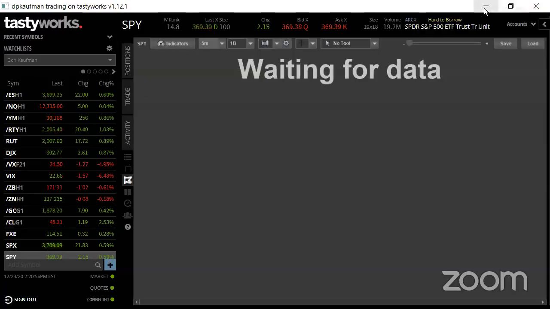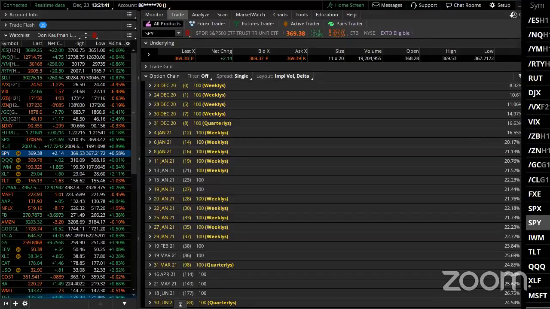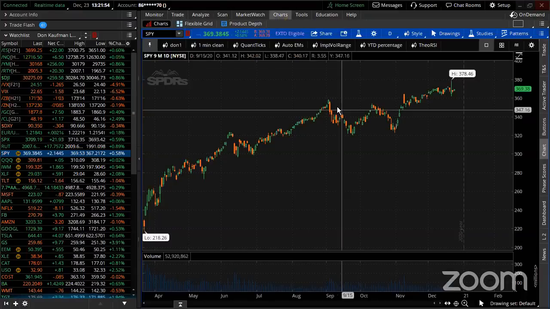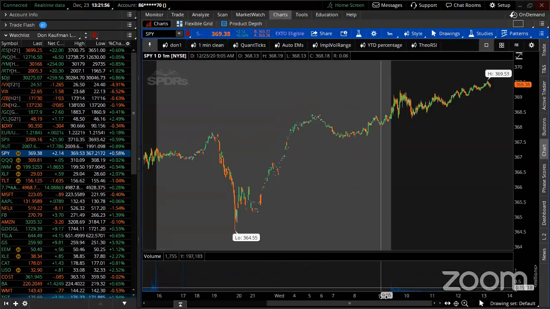I probably have to close this. I apologize. I have a tremendous amount open right now on my screen. So bear with me here momentarily as I re-enter into a trading application. I have too many windows open simultaneously right now. So let's see if I can actually show this to you. Oh, there it is. There it is.